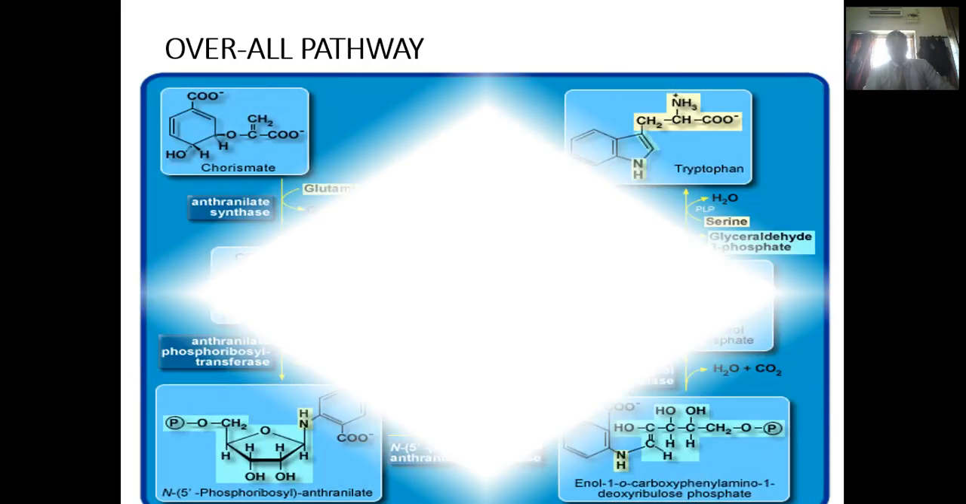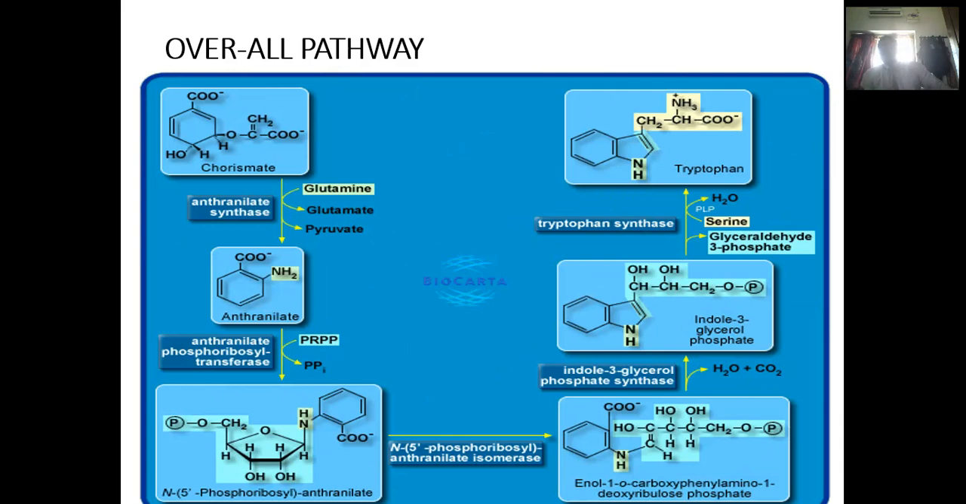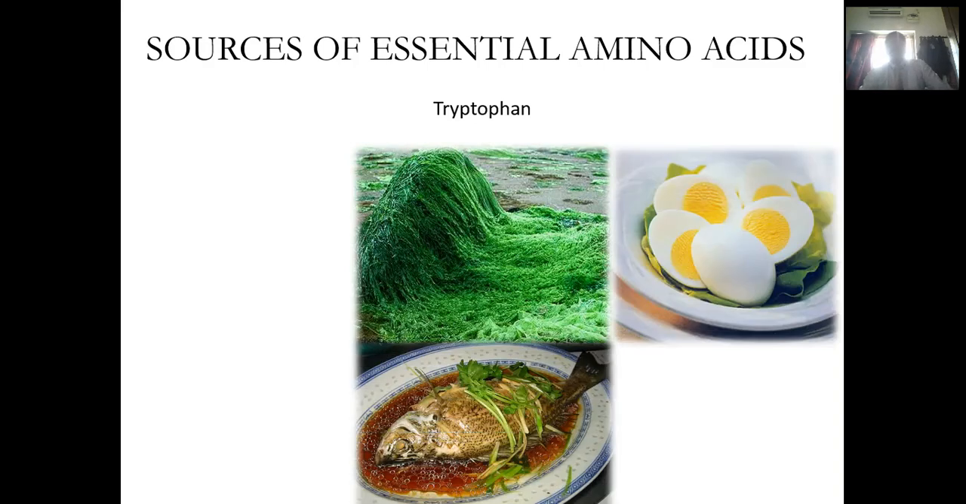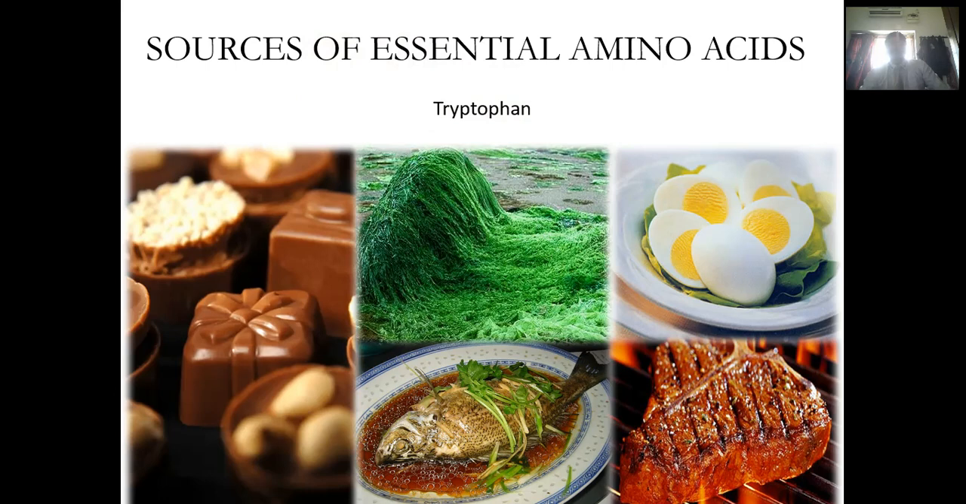Overall, if you see this reaction, an indole derivative, tryptophan, can be produced: chorismate is converted into anthranilate, anthranilate into phosphoribosyl anthranilate, then into enol-1-o-carboxyphenylamino deoxyribose phosphate, and then into tryptophan by means of tryptophan synthase. So indole glycerol phosphate is an intermediate, and you have to remember the synthase enzyme responsible for giving you tryptophan. Tryptophan is present in algae, eggs and fish, and also in cocoa.